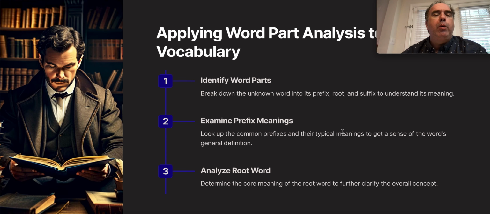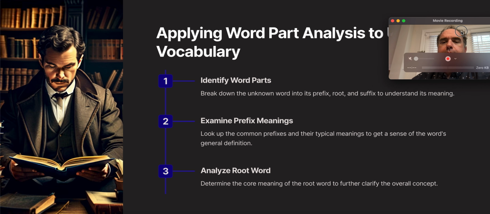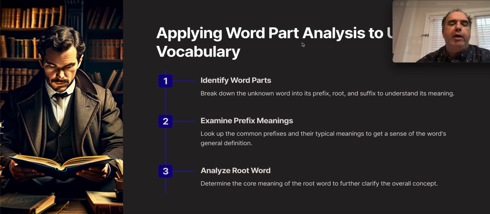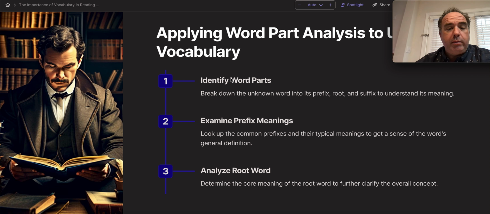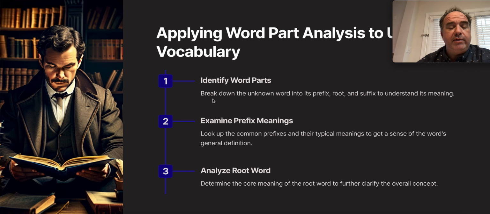So when you're doing word analysis with unknown vocabulary, identify the word parts. Step 1, identify the word parts. Break down the unknown words into the prefix, root, and suffix to understand its meaning. Step 2, look at the prefix. Can you figure it out from the prefix? What's going on? Is it about direction? Is it about size? What's going on? Then analyze the root word. Can you figure out what the word really means in and of itself? The root, where it's the history.